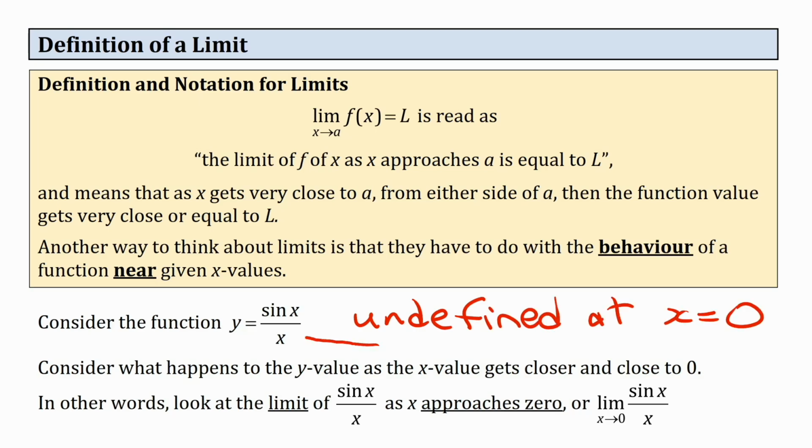And the reason for that is that denominator there, x: you can't divide by 0. In terms of limits, what we're going to look at is the limit of sine x over x as x approaches 0, written with the notation like that. To start with, we're going to look at the limit of this function at 0 graphically.